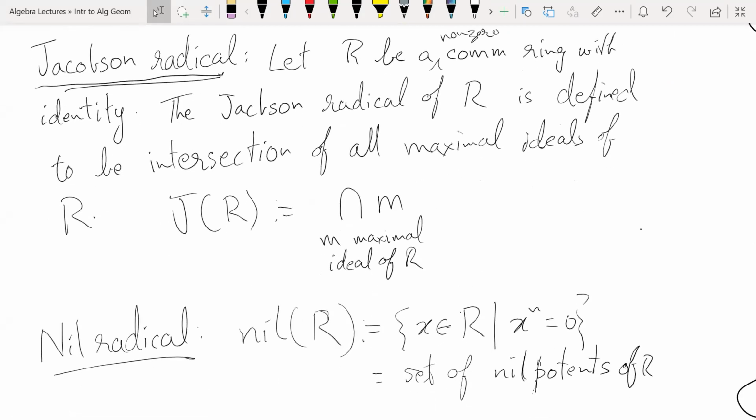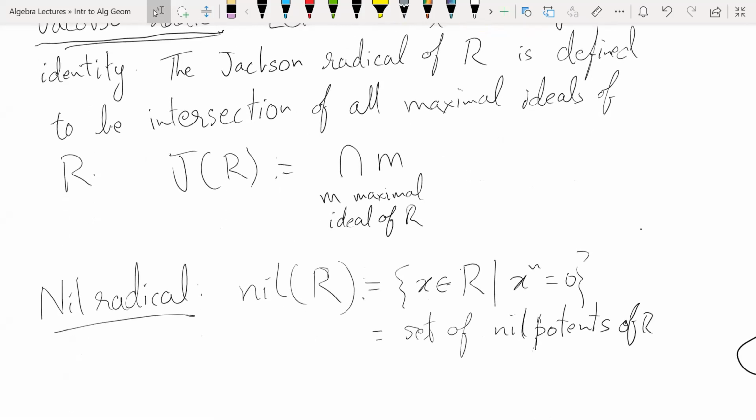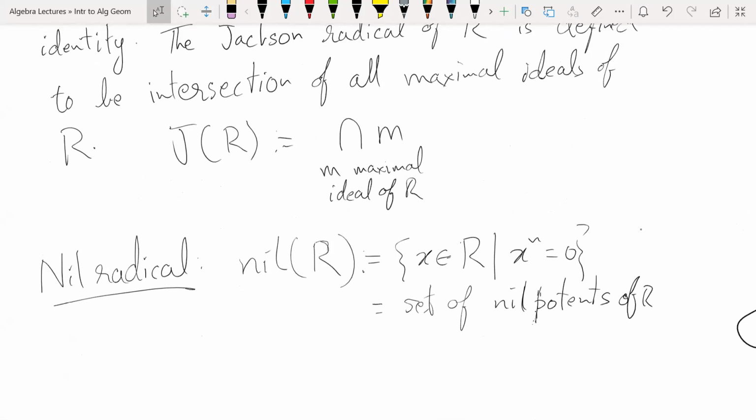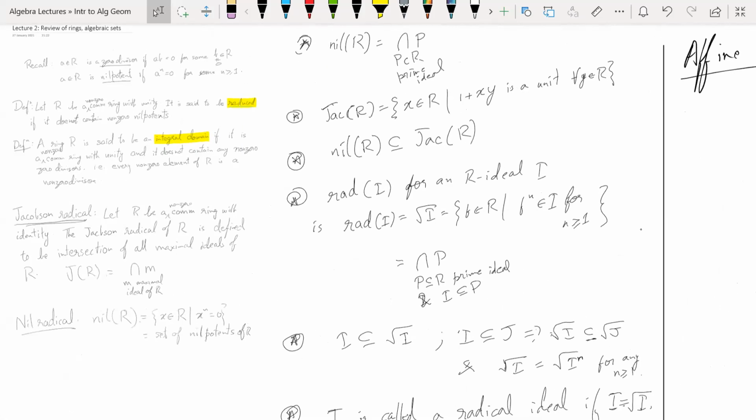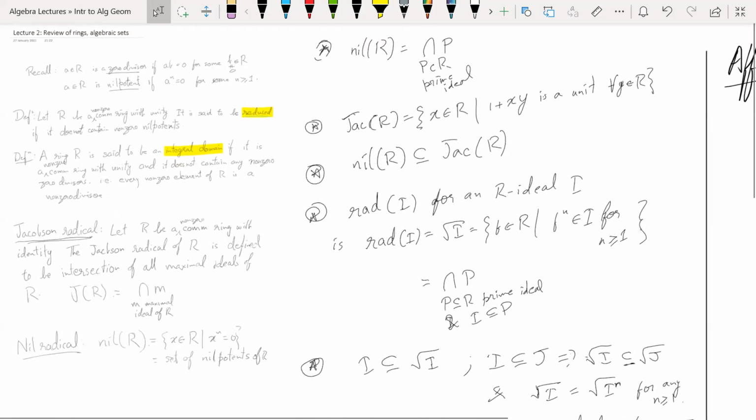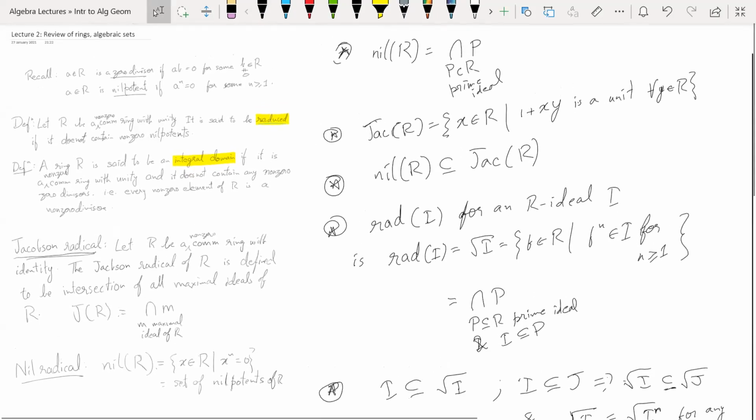And the nil radical, also you must have seen: you look at the set of nilpotents, and that forms the nil radical of R. And this is also an ideal. Why is this an ideal? One way is to directly check that it is closed under addition and multiplication from the ring. There is also a result which says that the nil radical is the same as the intersection of all prime ideals of R. I hope you have seen these results as well.